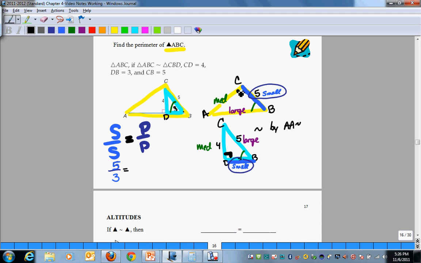Equals our unknown perimeter, which is the perimeter of ABC, over this perimeter, which we do know, which is 3 plus 4, which is 7, plus 5, which is 12. Now we cross multiply. 5 times 12 is 60, equals 3 times the perimeter. Divide by 3, and we get our perimeter is going to equal 20. So the perimeter of ABC is 20 units.